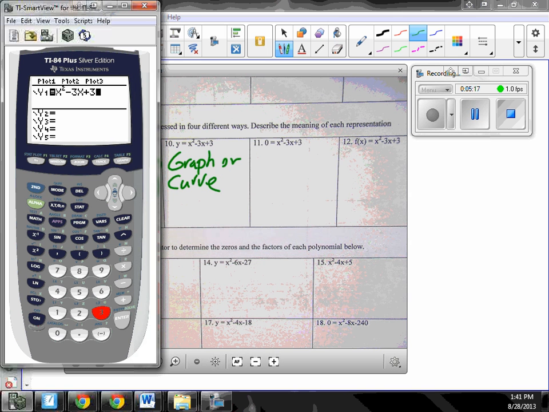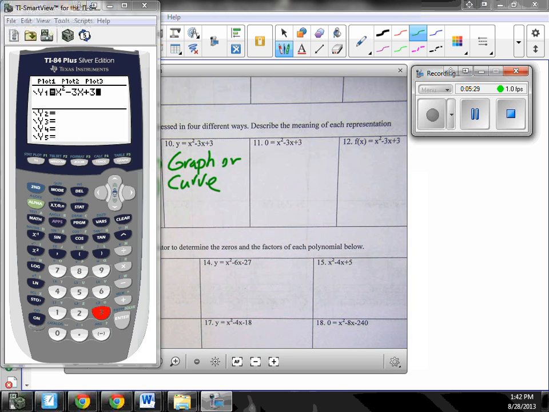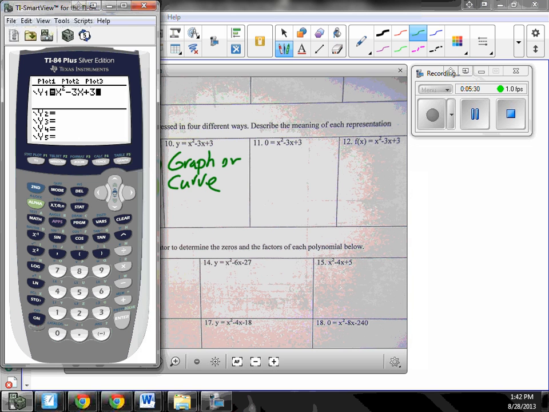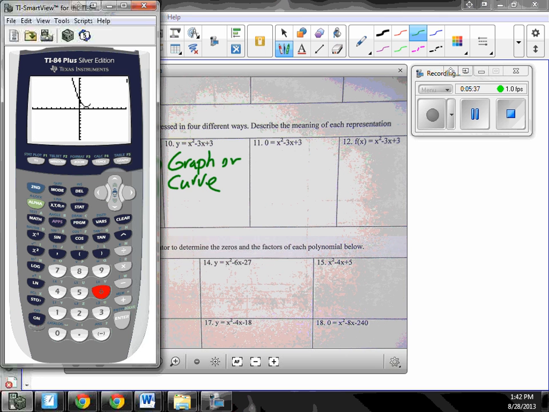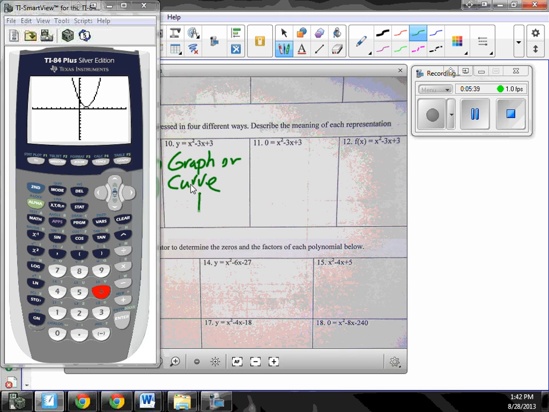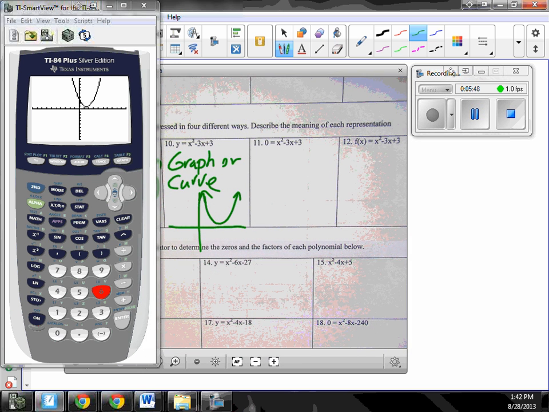Did you get it? Oh, you guys are way ahead of me. All right, once you have that, just push graph. And my settings are off a little bit, so I need to go back to Zoom Standard. So I have a graph, a parabola. So you studied parabolas last year.